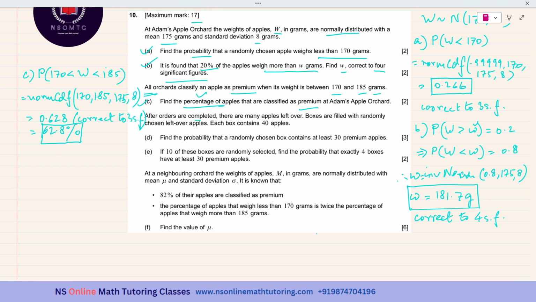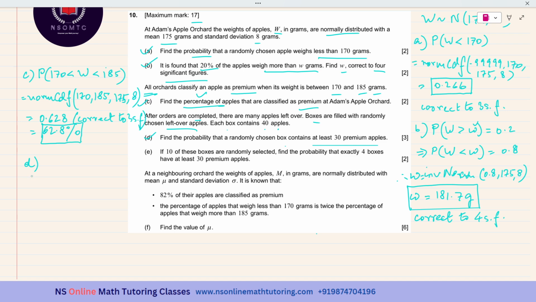After orders are completed, there are many apples left over. Boxes are filled with randomly chosen leftover apples. Each box contains 40 apples. Part D's question is: find the probability that a randomly chosen box contains at least 30 premium apples. So each box contains 40 apples, and out of these 40 apples, at least 30 should be premium apples. That means they will be weighing between 170 and 185 grams.